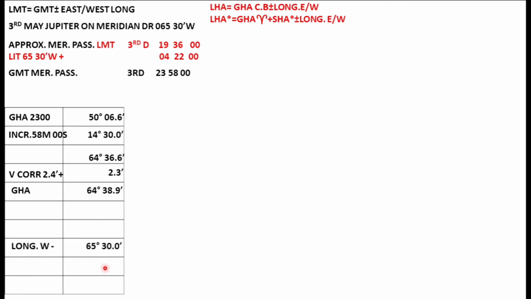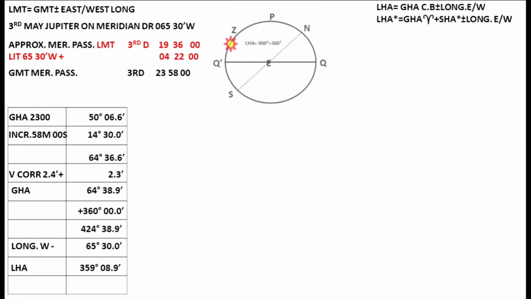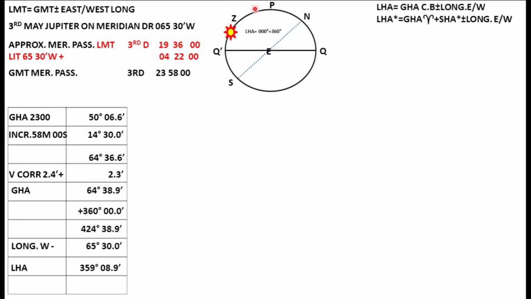Then to get my LHA, I have to use this formula: LHA is equal to GHA plus minus east-west longitude. I've got to subtract here, so I cannot subtract. That's why I have just left the space here, added 360, and this is my LHA. As I had said, when the body is on your meridian, the LHA should be 360. So here you can see that it's not exactly 360. So this is an approximate time of meridian passage.